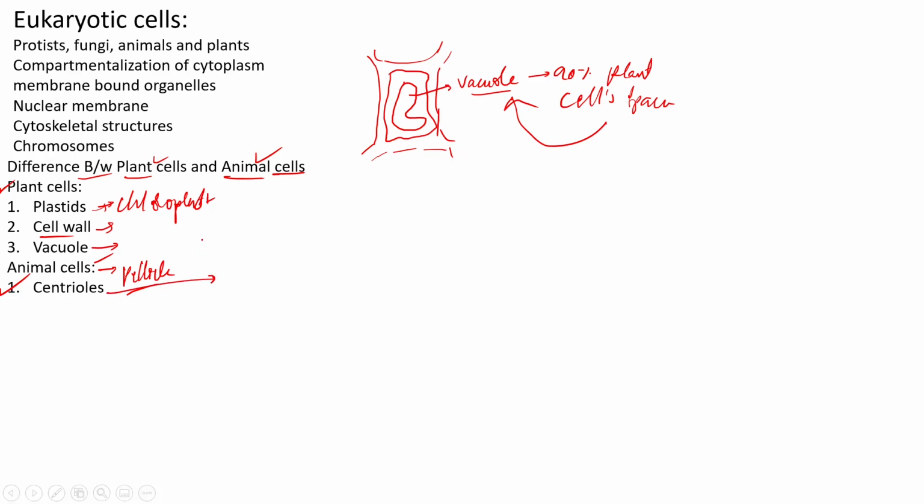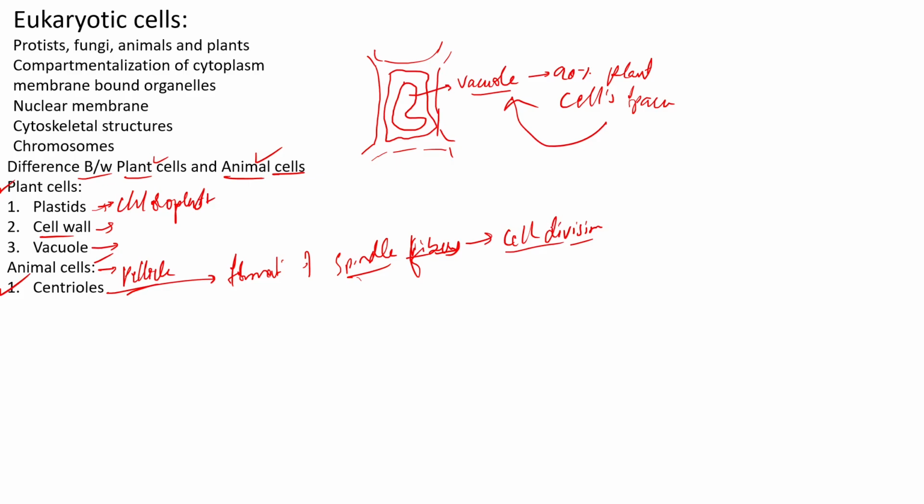The main function of the centriole is the formation of spindle fibers. The main function of these centrioles is the formation of spindle fibers, and these spindle fibers are mainly helping in cell division. We all know this, right? They are mainly involved in what? Cell division. How are they playing an important role in cell division?